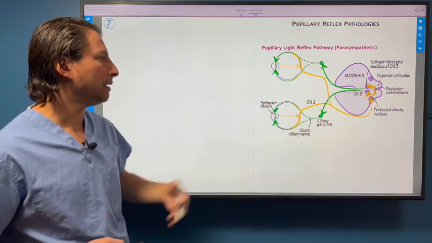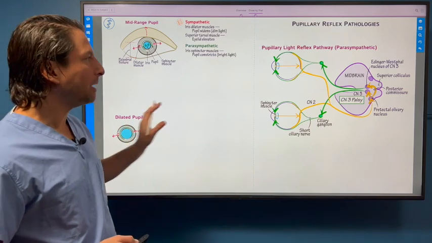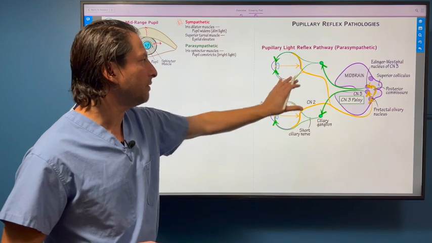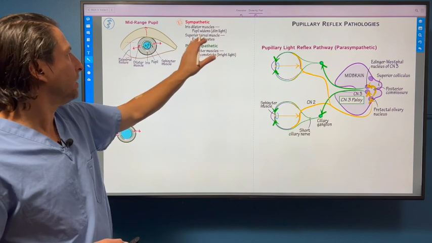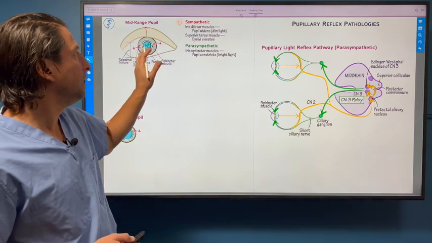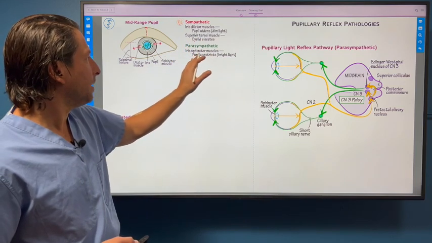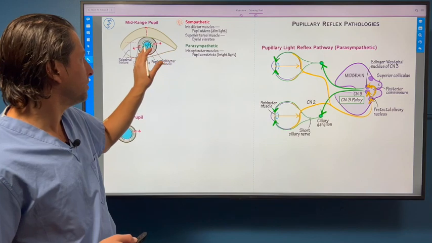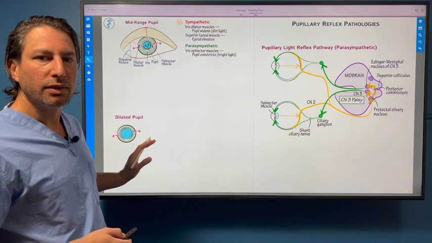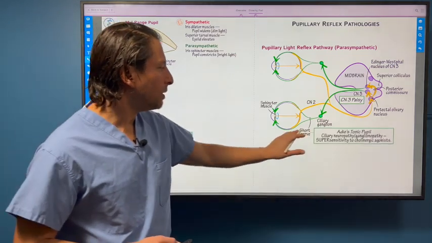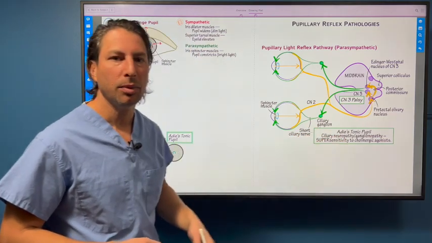Let's look at some pathology. So if we see a dilated pupil, we're suspecting that there's injury to the pupillary light reflex pathway. Just to remind ourselves, sympathetic innervation causes pupillary dilation. That's from the iris dilator muscles. Parasympathetic innervation via the sphincter muscles causes pupillary constriction. So the first potential source of a dilated pupil is short ciliary nerve or ciliary ganglionopathy. We call this an Adie's tonic pupil.